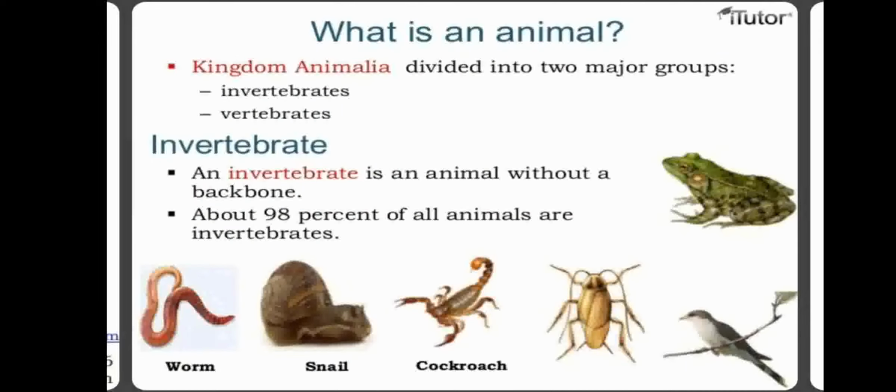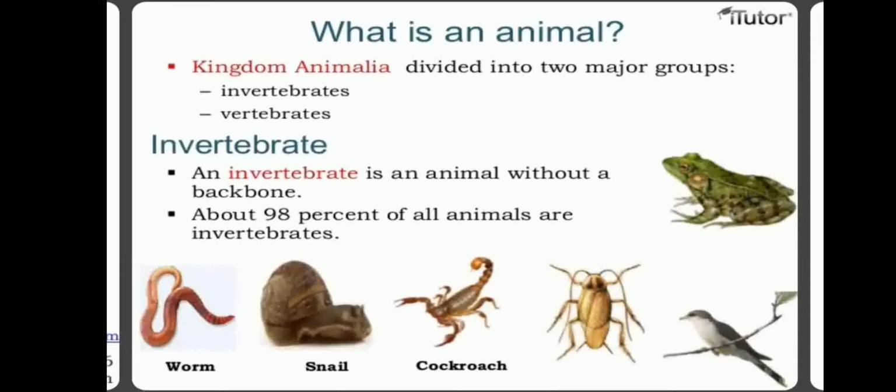Kingdom Animalia is divided into two major groups, invertebrates and vertebrates. Invertebrates are those which do not have their vertebral column. That means they do not have their backbone. Vertebral column means backbone. And they are further classified into phyla. Eight phyla are included in invertebrates.